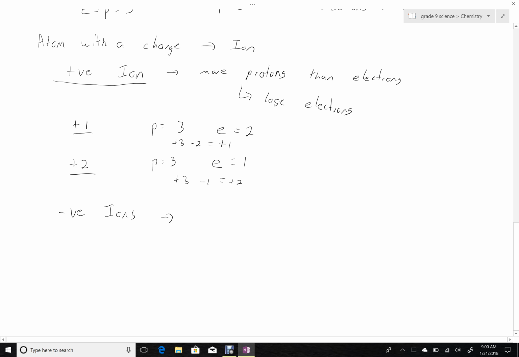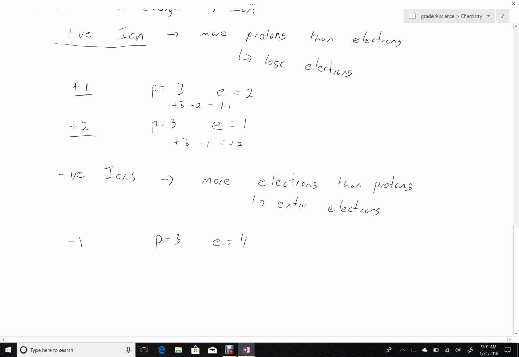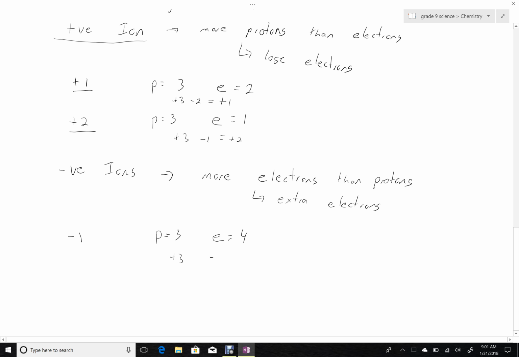Last but not least, negative ions. Here we have more of the negative guys, the electrons, than protons. And since we can't change our number of protons, what that means is we get extra electrons. So again, let's say we're dealing with our same guy with the 3 protons, and I want to give him a -1 charge. What that means then, when I'm determining my number of electrons, is I get one extra electron, or one more than the protons. So that could be plus 3 minus 4 for a total overcharge of minus 1.